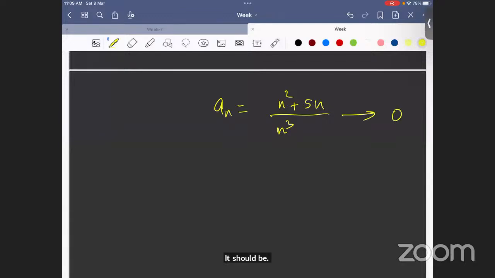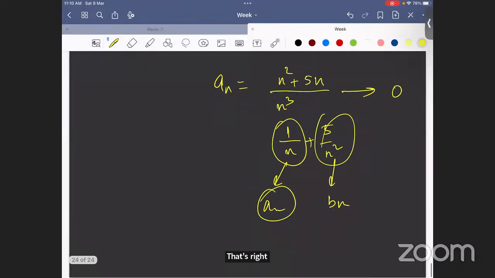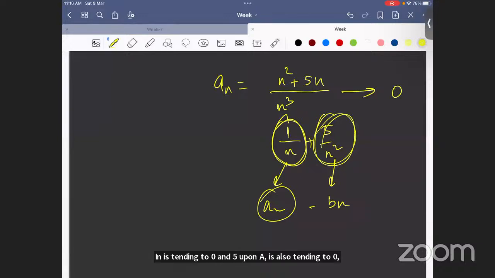You can divide the whole function by n cube. You're left with 1 upon n plus 5 upon n square, right? This one you can think of as one sequence, and this one as a different sequence. 1 upon n is tending to 0 and 5 upon n square is also tending to 0, right? So that means altogether it is tending to 0. That's right. Correct?